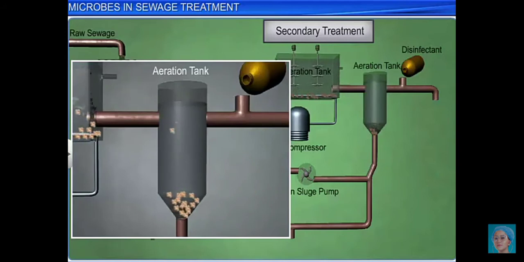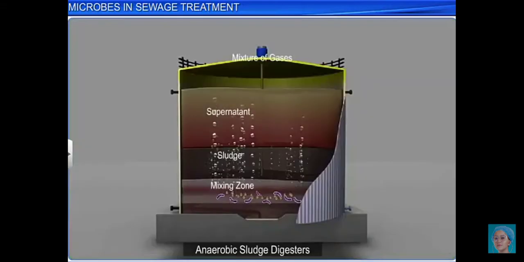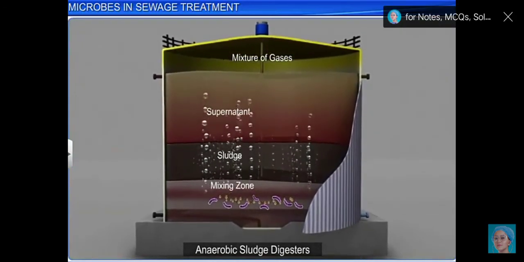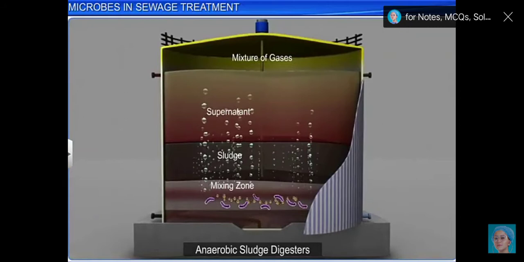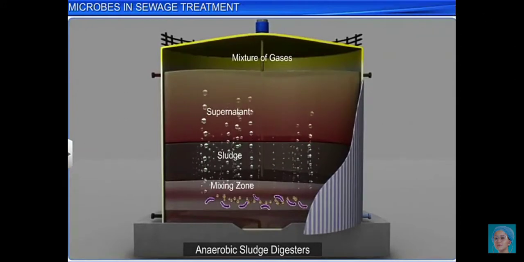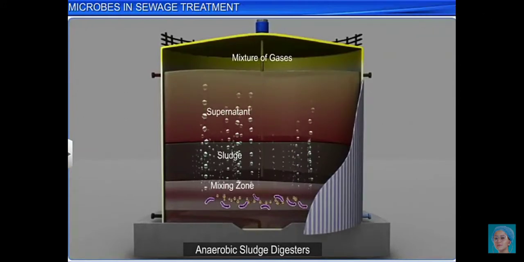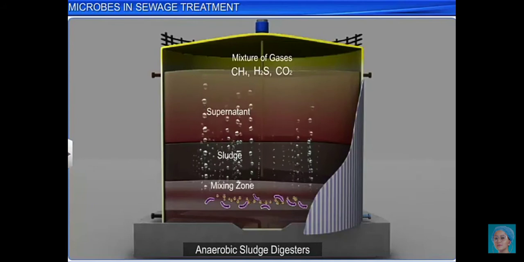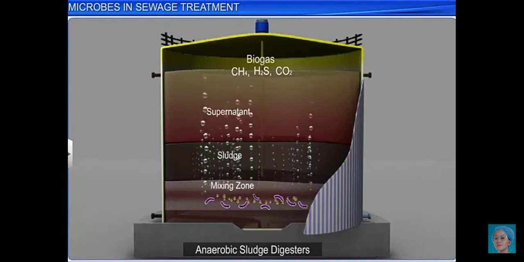to sediment. This sedimented part of sewage is known as activated sludge, which is pumped into large tanks called anaerobic sludge digesters. Here, anaerobic bacteria digest the bacteria and fungi present in the activated sludge and produce a mixture of gases such as methane, hydrogen sulfide, and carbon dioxide. This mixture of gases is also called biogas and is used as fuel since it is inflammable.